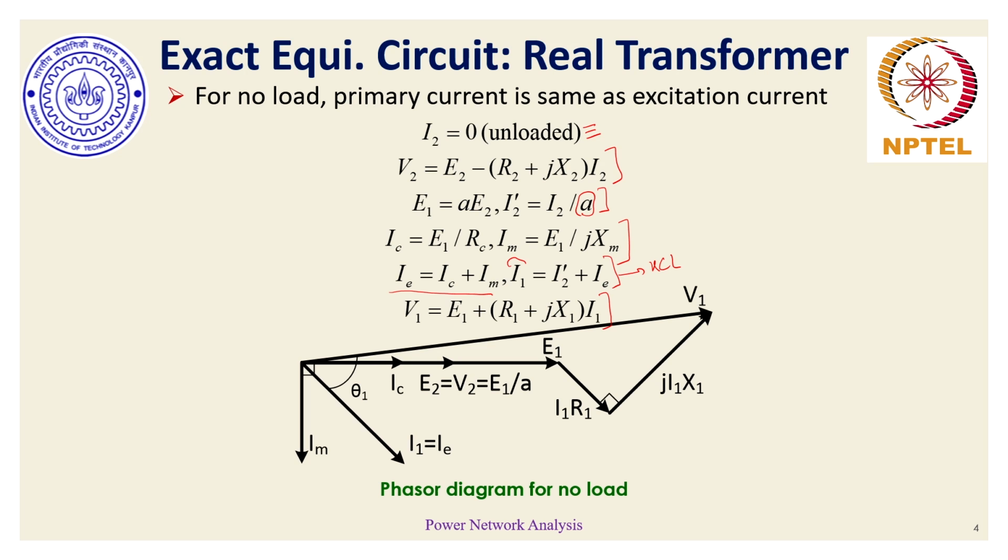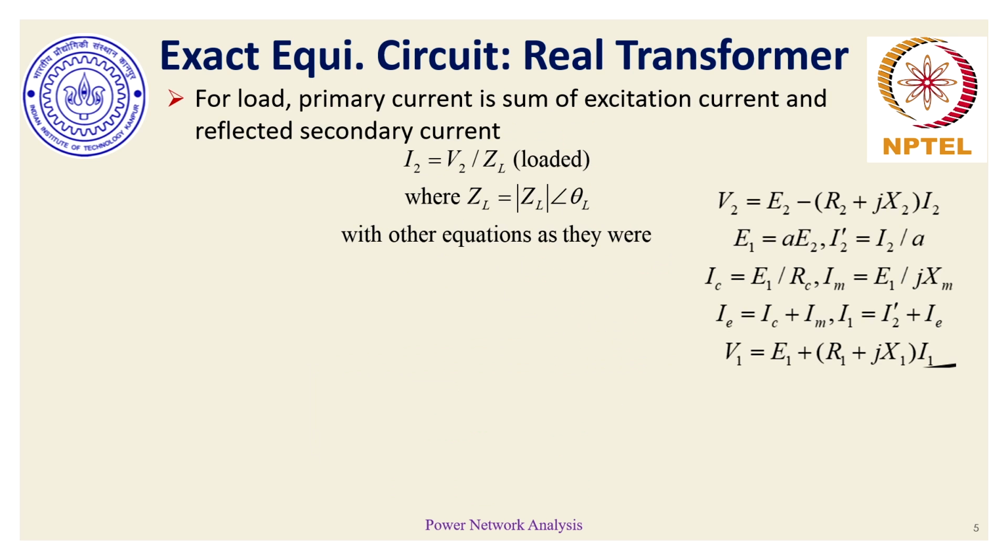So now if this transformer is loaded, which is the case when we have a load ZL of some magnitude ZL with a phase angle theta L connected across the secondary of the transformer, then by KVL across the load, the secondary current in the phasor domain would be the voltage appearing across the load, which is the output of the transformer, divided by the corresponding impedance, with other equations remaining as they were for the previous case where the transformer was unloaded.